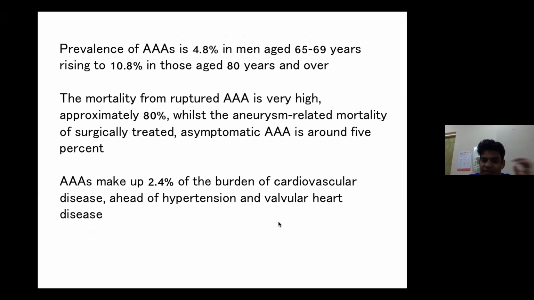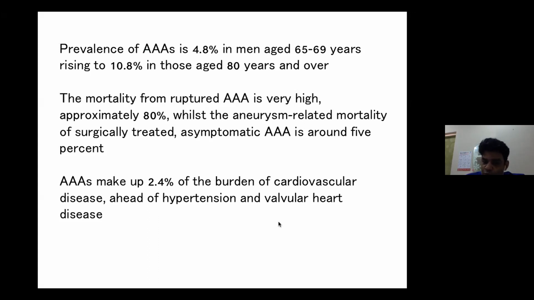Prevalence of AAA is 4.8% in men aged 65 to 69 years, rising to 10.8% in those aged 80 years or over. The mortality from ruptured AAA is very high, approximately 80%, whilst aneurysm-related mortality of surgically treated asymptomatic AAA is around 5%. So there is a significant difference when we diagnose these aneurysms, especially AAA, before they rupture, then we can do a fantastic job. But once it is ruptured, then the outcomes are dangerous.